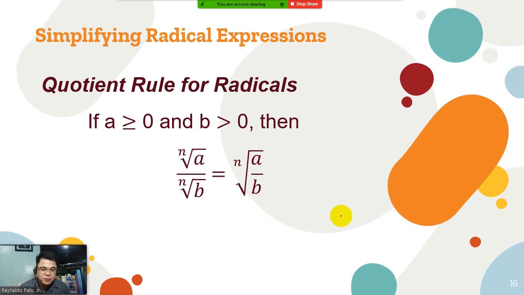That's why it's really important to know how we can actually make similar radicals. When we see similar radicals, these are radicals with the same index.